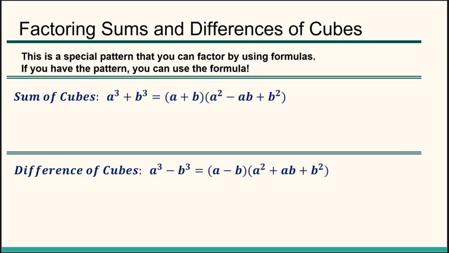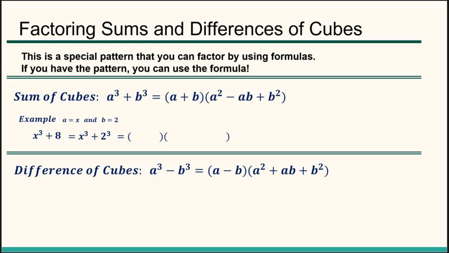So for my sums of cubes, I'll do that one first. If I have a cubed plus b cubed, then it's going to factor into the quantity a plus b times the quantity a squared minus ab plus b squared. So let's see what this looks like. If we have x cubed plus 8, I have to get it in that form if this is going to work, and it's not in that form right now. Now it is, because 8 is 2 cubed. Now I know that a is x and b is 2.